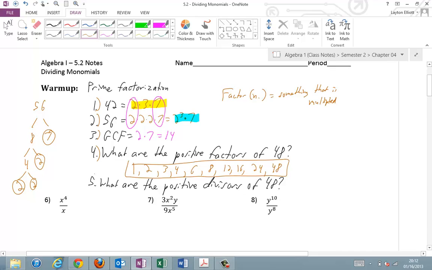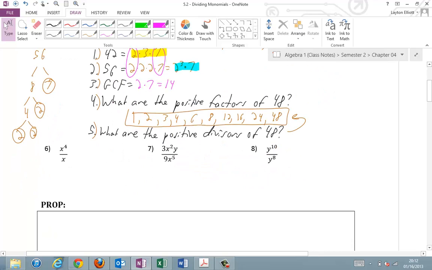Number 5 asks, what are the positive divisors of 48, things that divide 48 evenly? I'm going to let you think about that for just a second and give you the answer in 3, 2, 1. They're the same thing. It's another way to say exactly the same thing. Factors, divisors, they're just things that evenly divide. Just another way of looking at it.